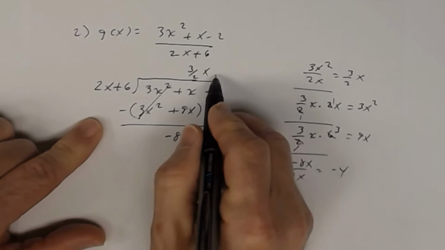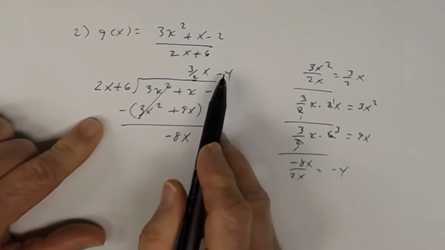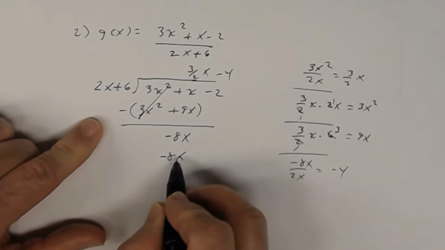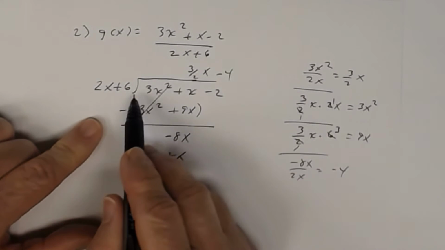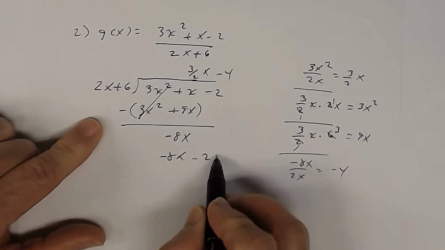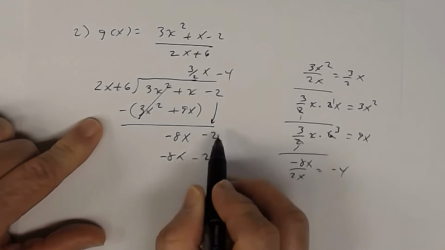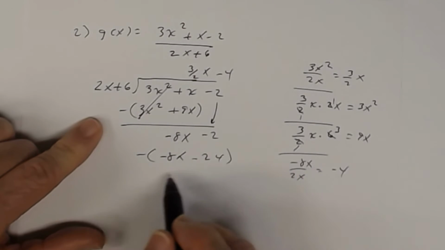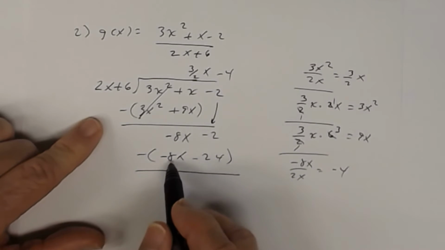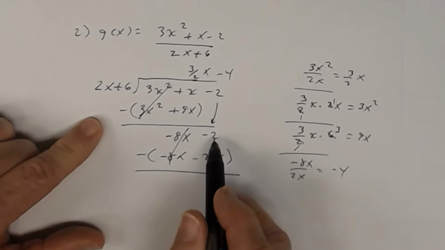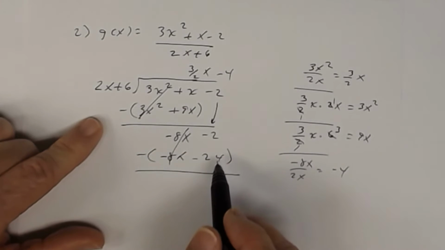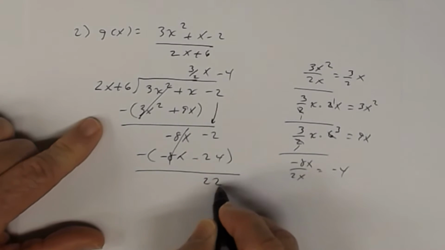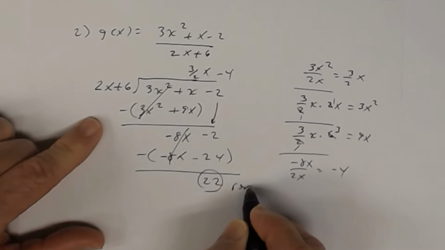And that goes here. Minus 4, and then you multiply. Negative 4 times 2x is a negative 8x. They have to be the same, remember? Negative 4 times 6 is a negative 24. And I forgot to bring down the negative 2. So don't forget to bring down the negative 2. Then you can subtract. Negative 8x minus itself is 0. A negative 2 subtract a negative 24 is the same thing as negative 2 plus 24, so that's 22. So there's your remainder. So you stop.